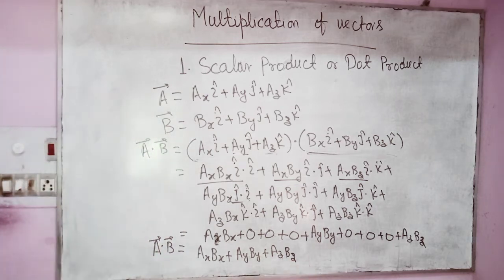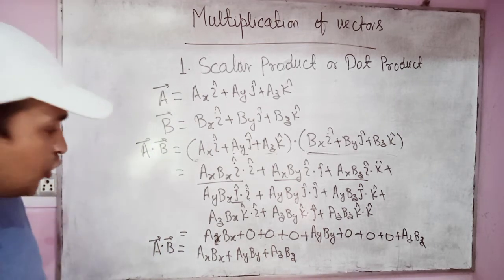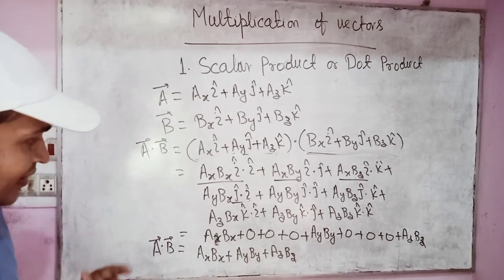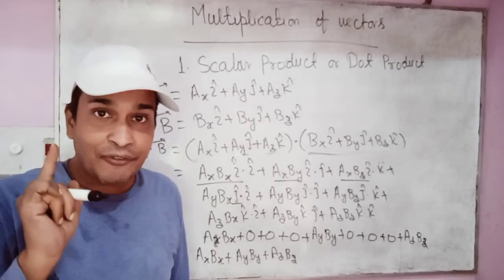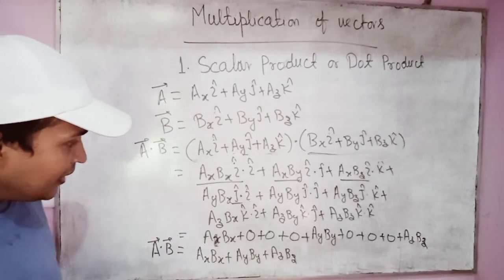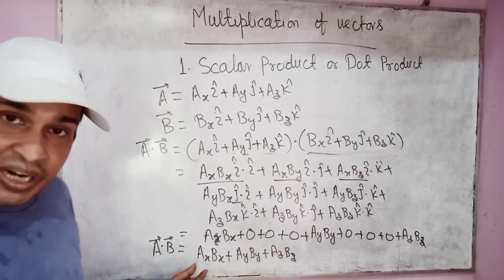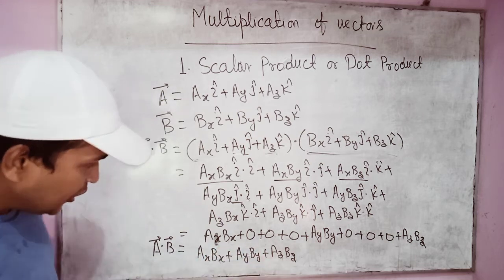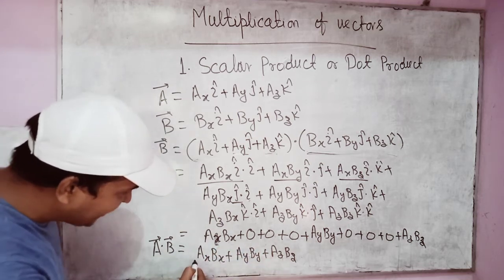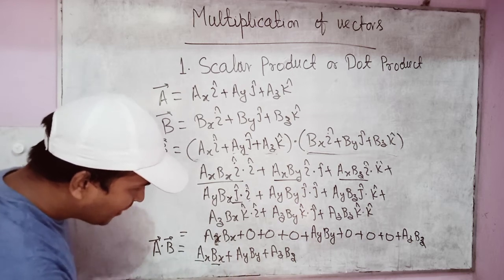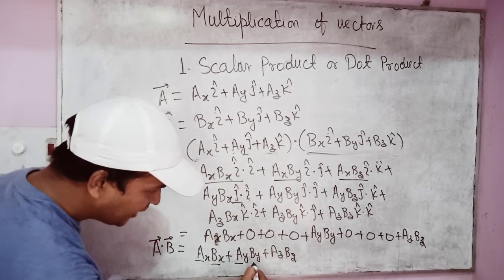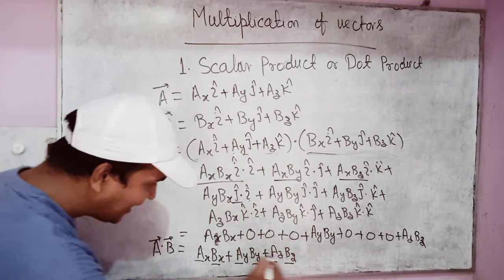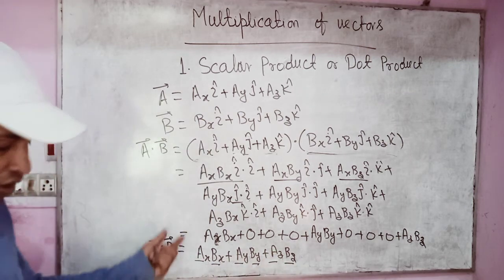So what is the formula for the dot product of two vectors when the vectors are written in component form? To find the dot product of two vectors written in component form, we multiply the corresponding components of the vectors and add them. We multiply the x component of vector A with the x component of vector B. We multiply the y component of vector A with the y component of vector B. We multiply the z component of vector A with the z component of vector B and add them. This is A dot B.